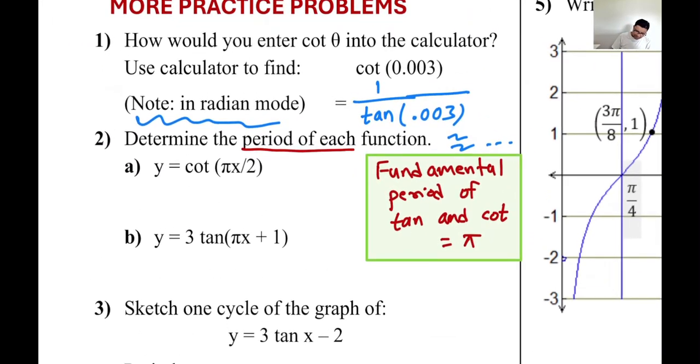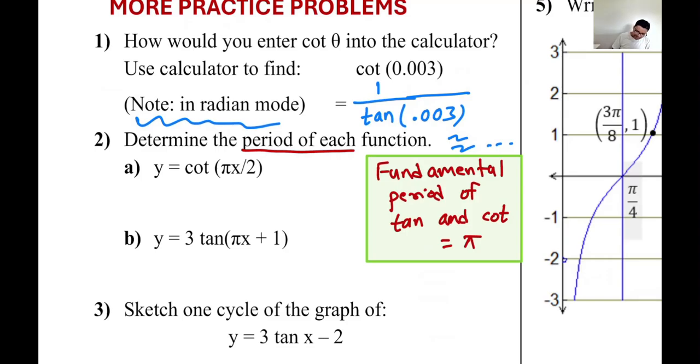Okay, why is that needed here? Over here, the period will be pi over b, not 2 pi over b. Okay, where b is the coefficient of x. So in this case, it is pi over b, which is pi over pi over 2. That gives you 2. Okay.